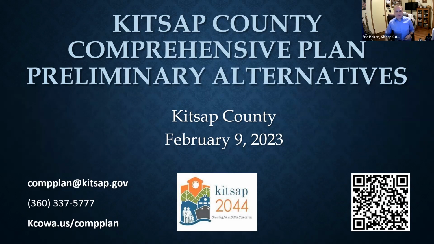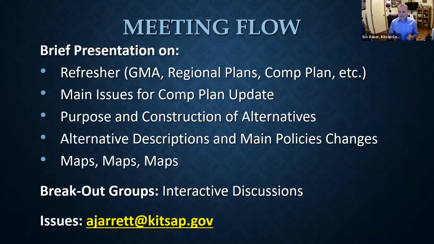So let's get started. Again, this meeting has a presentation component to it. We're going to go through a refresher about GMA. Anyone who has seen the past presentation, some of this is going to feel very similar. We're going to talk about the main issues facing the comprehensive plan update. What exactly are land use alternatives and how were they developed? Of the three alternatives, what exactly does each one of them do, and what are some of the main policy changes that each focus on? And then there's maps and more maps. So we're going to be covering that for a certain amount of time.